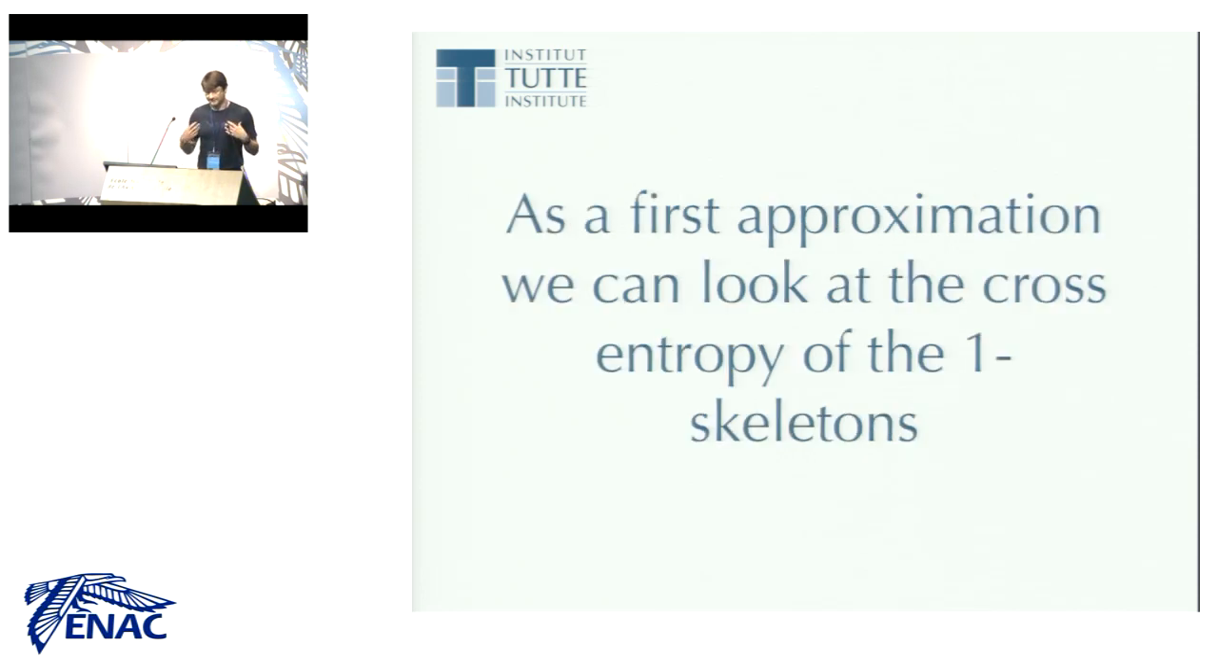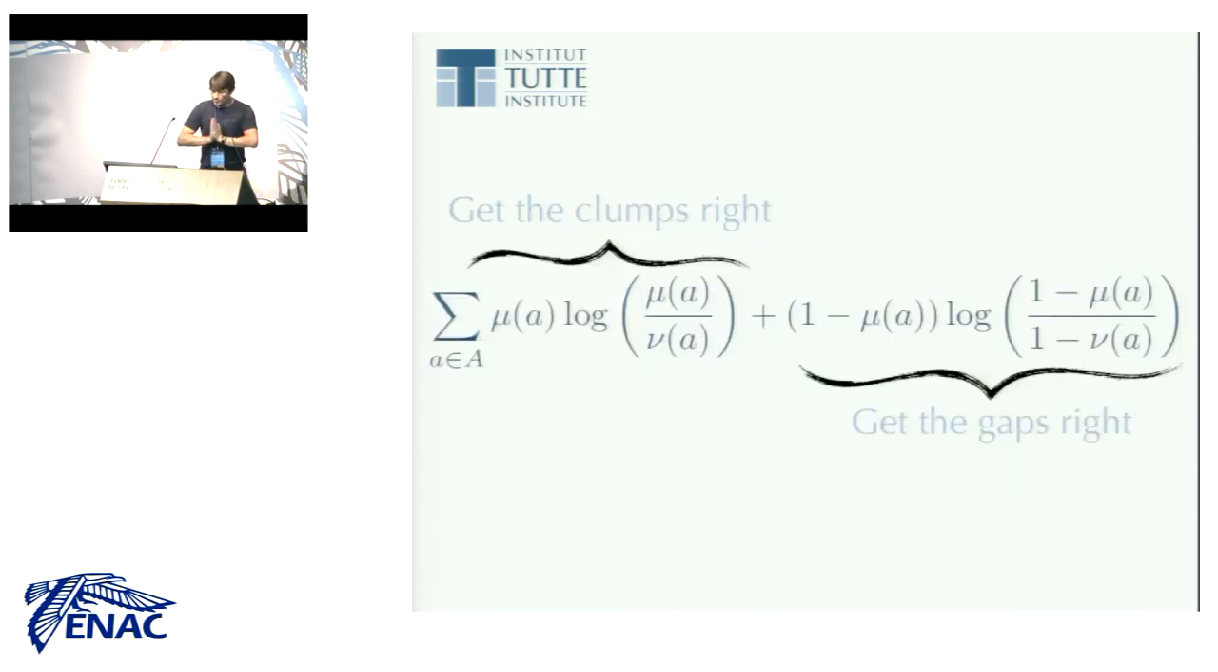So we can measure that difference, at least to a first approximation, by looking at the cross entropy of the one skeletons. The one skeleton of a fuzzy simplicial set is going to bring it back to a nice easy thing. That's just a graph where the edges have a probability of existence. And if that's an easier way to think about it, that's great. So all we're really doing with this cross entropy is we have essentially two terms where we're going to pull things together wherever edges have high probability of existing and push things apart wherever these edges have a low probability of existing. And that's all we're really doing.